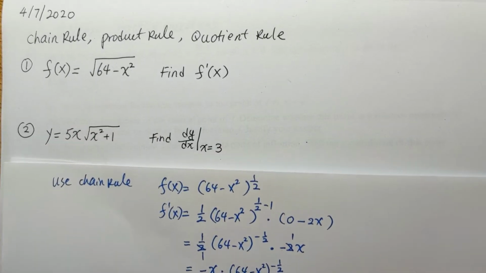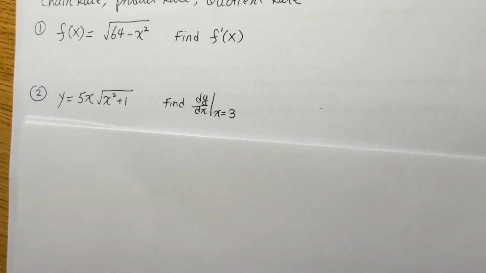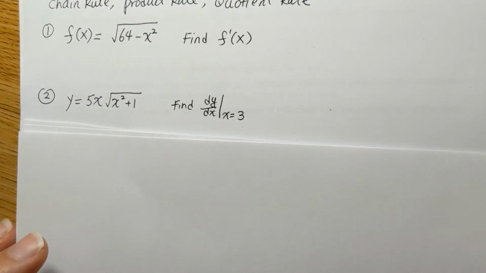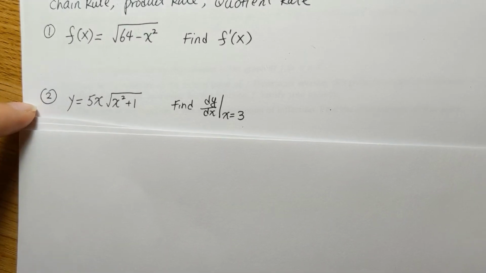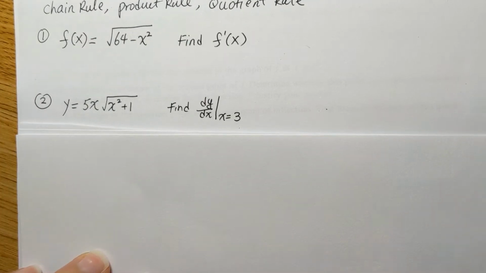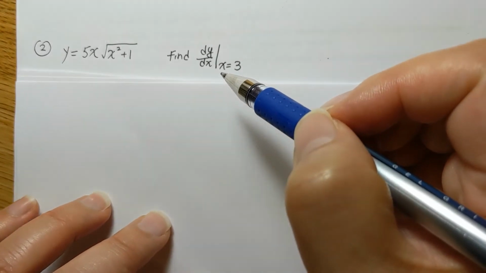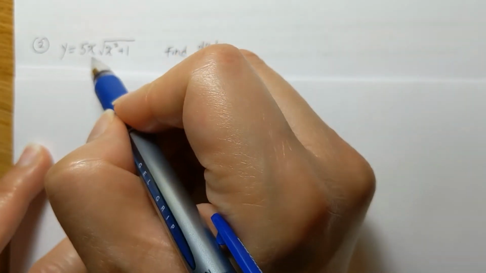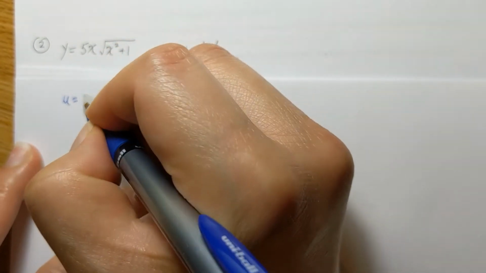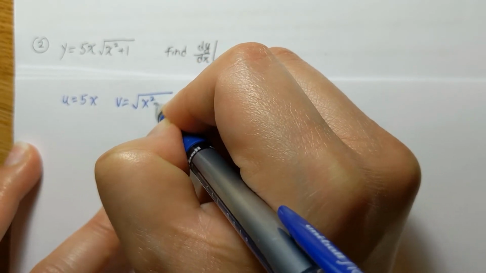Now let's go to question number 2. We have y equal to 5x times the square root of x squared plus 1. We have to find dy dx at x equal to 3, so you find the derivative and evaluate it at x equal to 3. For this question, we have two functions multiplying together, so we make u equal to 5x and v equal to the square root of x squared plus 1.